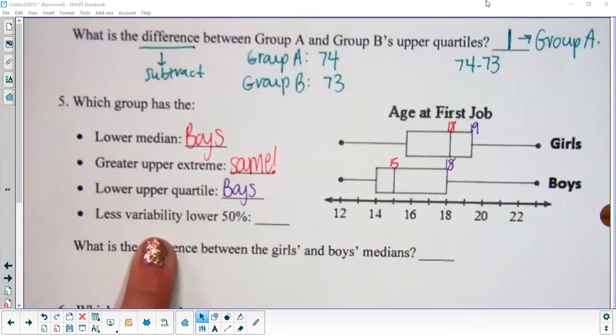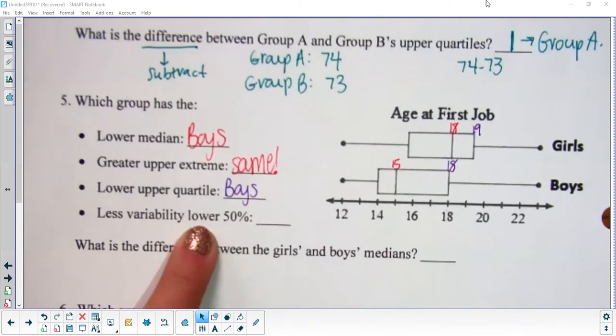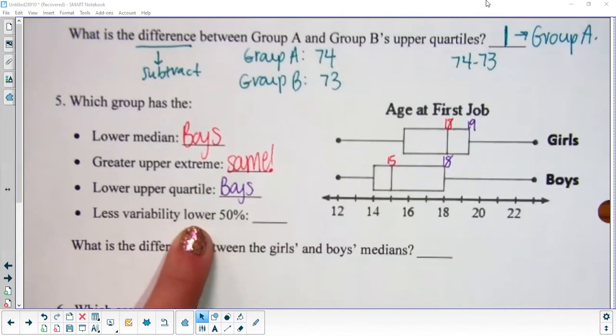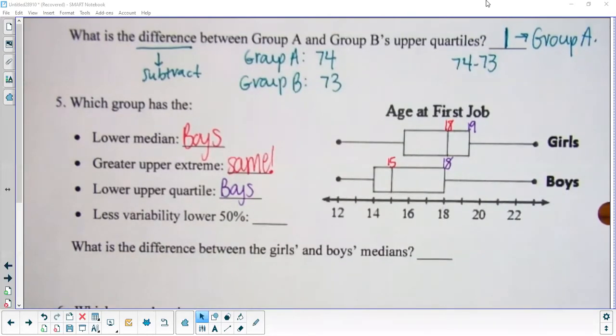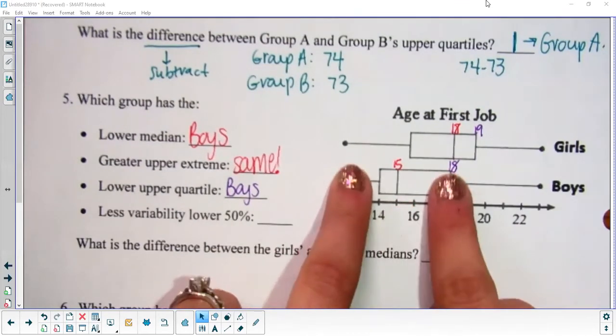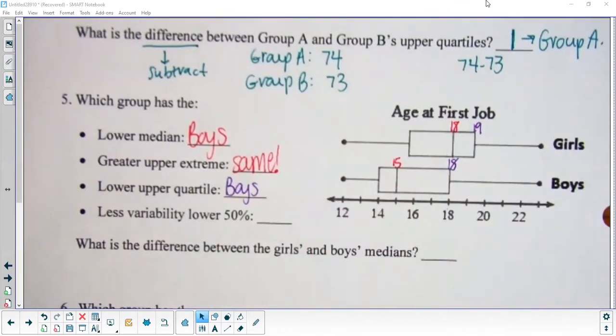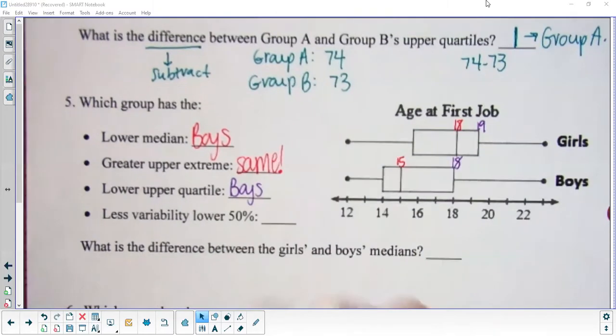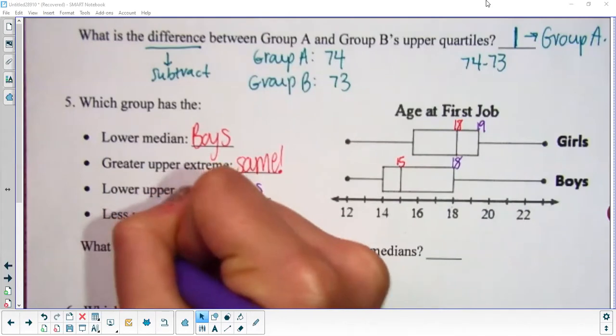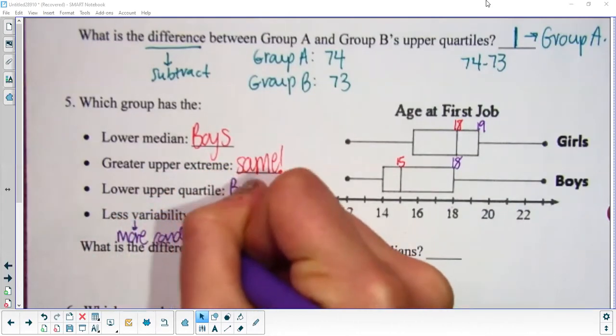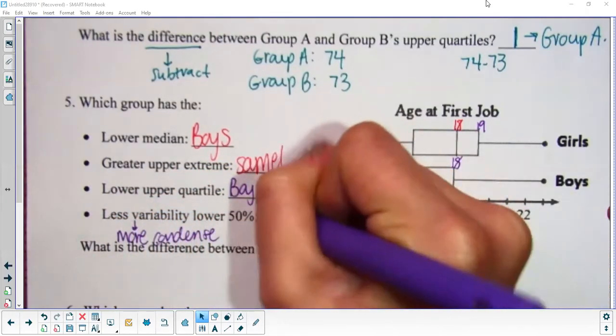All right, the one that has less variability to the lower 50%, meaning the one that is more condensed on the left-hand side, the lower 50% here. So here, the lower 50% is going to be the boys, the one that is more condensed. So less variability, more condensed data. That's going to be the boys.